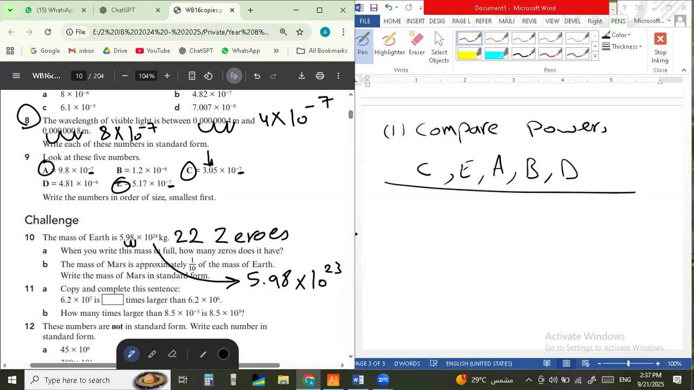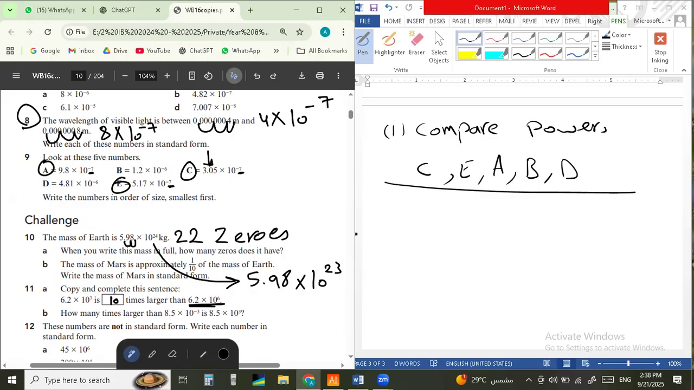Question 11. It says to you here, copy and complete this sentence. 6.2 times 10 to the power of 7 is how many times larger than 6.2 times 10 to the power of 6? Don't say it is one time, mister. No, wrong. It is not one time. It is 10 to the power of 1 times larger. 10 to the power of 1 times larger? Yes. 10 to the power of 1 times larger, which actually means just 10. So it is 10 times larger than this. Good?